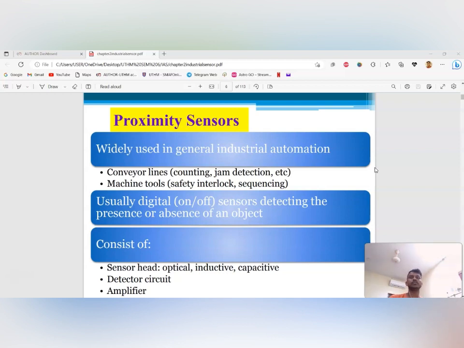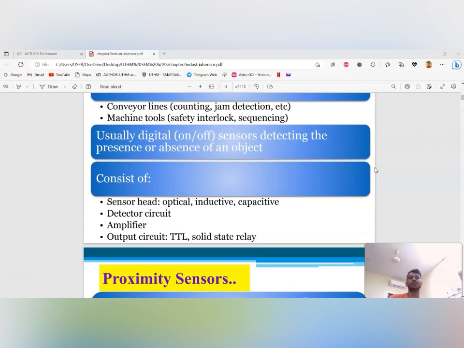It usually uses the digital concept, like an on and off sensor, detecting the presence and absence of an object. It is most likely for metal objects. So later I will explain about the metal one. The proximity sensor consists of sensors like optical, inductive, and capacitive, a detector circuit, an amplifier. Then the output circuit will be TTL, that is, a solid state relay.